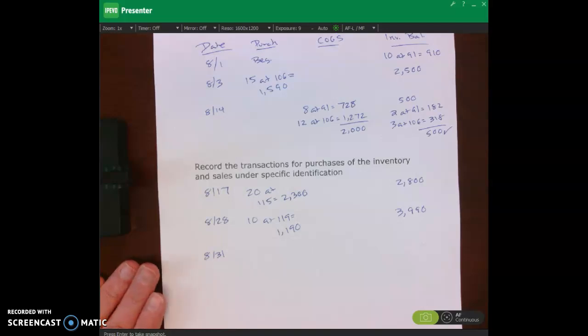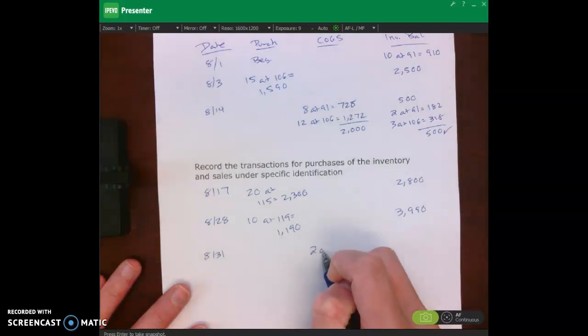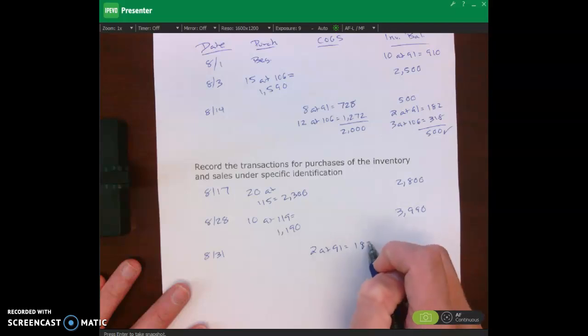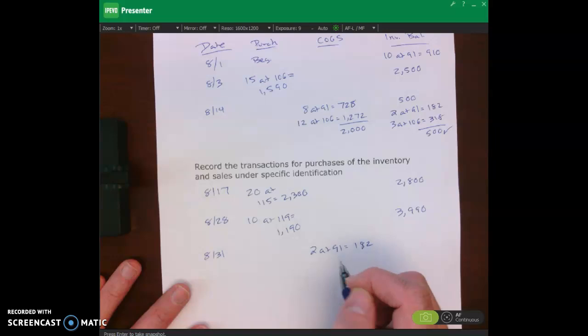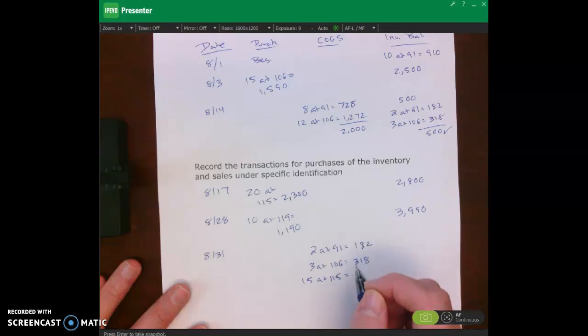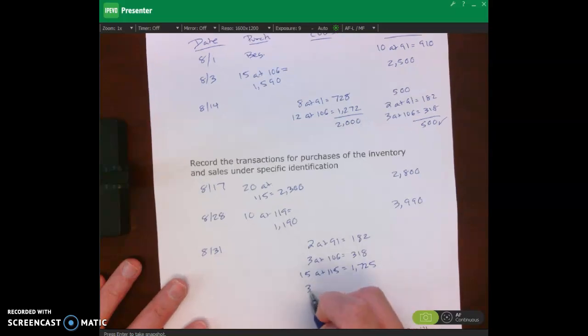So if I'm looking at page 20, it says I sold 2 bikes at $91 each. So all those $91 bikes are gone. Gives me 182. I sold 3 at my cost of 106 each for 318. And then I sold another 15 at my cost of 115. So 15 times the 115, 1,725. And then I sold another 3 at that 119 cost. 3 times 119 is 357.